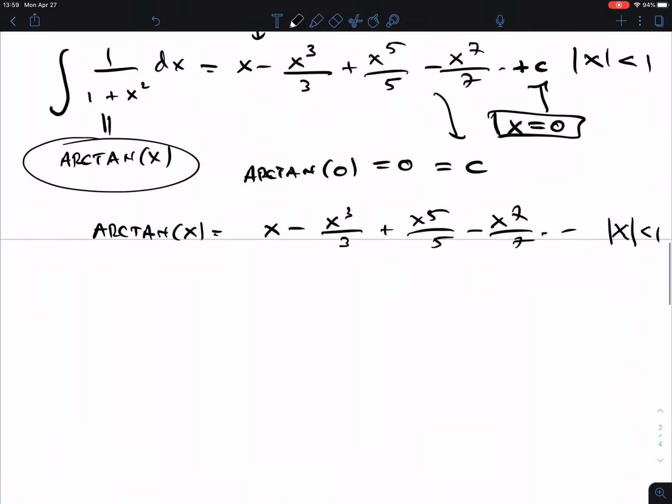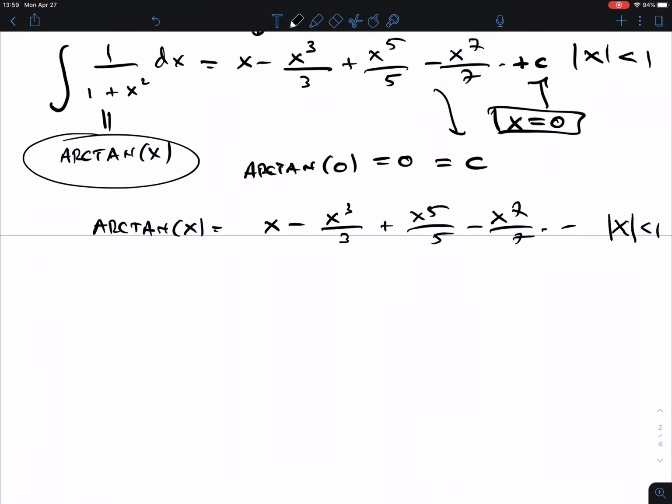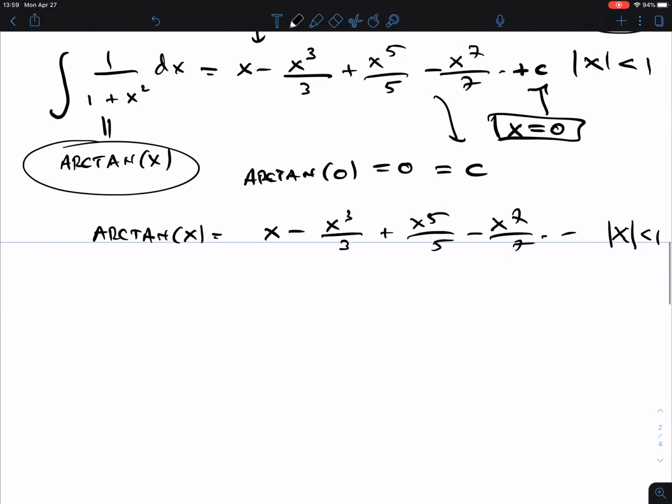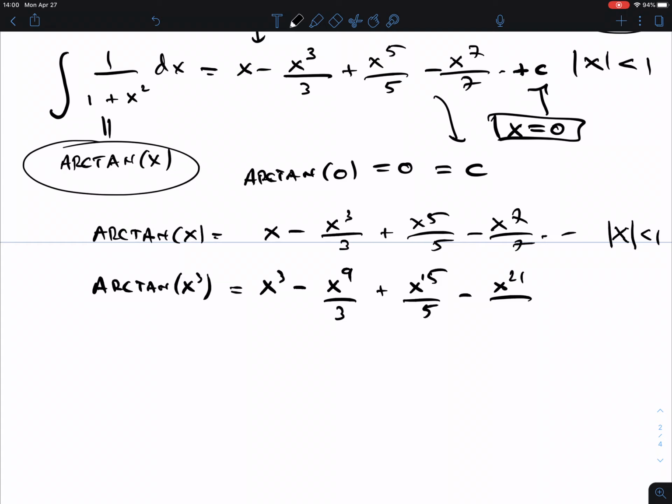Okay, all right. Now, what's the next step? Now we have to find the series for arctangent of x cubed. Again, this is very simple. We replace x by x cubed. I'm going to do this now quickly. x cubed, x cubed cubed, that's x to the 9, because we multiply exponents. x cubed to the power 5 is x to the 15th over 5. Make sure that you understand why these powers, right, and nothing else. This is for absolute value of x cubed less than 1.